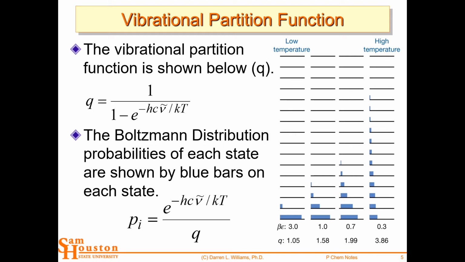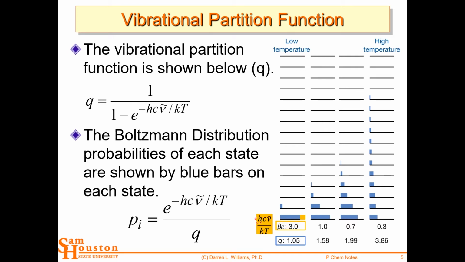So the probability of populating each individual energy level is shown in blue. And this may be a little confusing, but these numbers here, the difference between these different columns, is beta times E. So it's essentially E over kT. So it's just this piece, hc nu over kT. So that's what's being shown with these 4 numbers here. And so in this case, it's saying that hc nu divided by kT is 3.0.